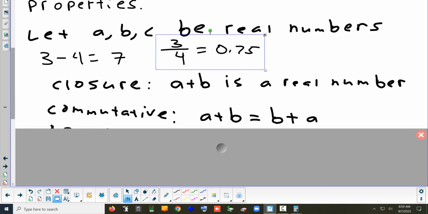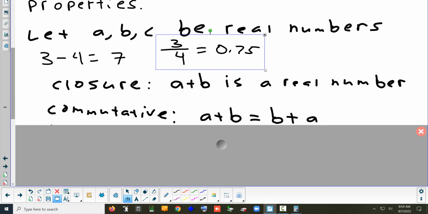How about this one, commutative? This has to do with the order. When you do addition, it doesn't matter the order that you add two things in. Right? That's called the commutative property.